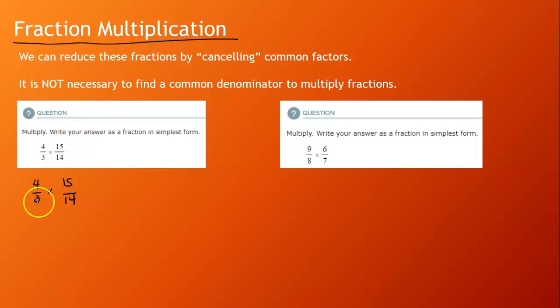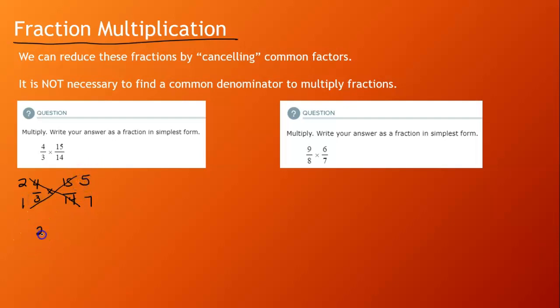4 and 3 don't have any common factors. 15 and 14 don't have any common factors, but 4 and 14 do. 4 and 14 are both divisible by 2. So essentially what we're doing is reducing early. 4 divided by 2 is 2. 14 divided by 2 is 7. 15 and 3 have a common factor of 3. 3 divided by 3 is 1. 15 divided by 3 is 5.